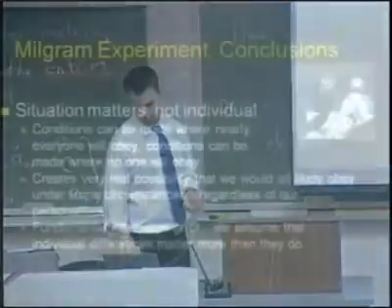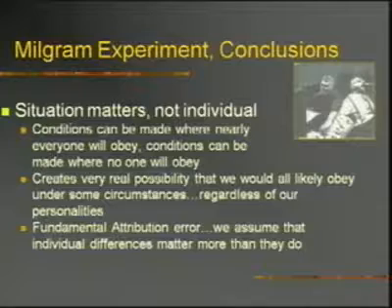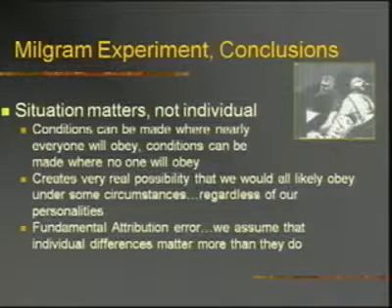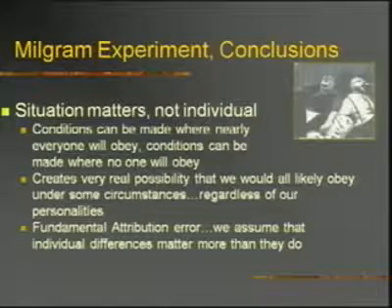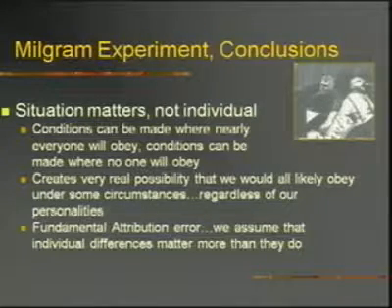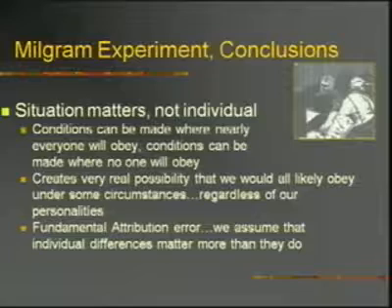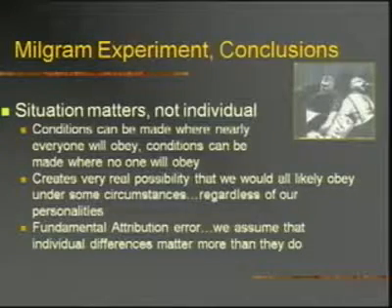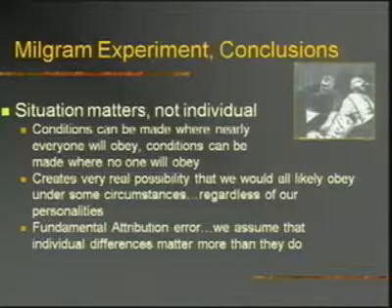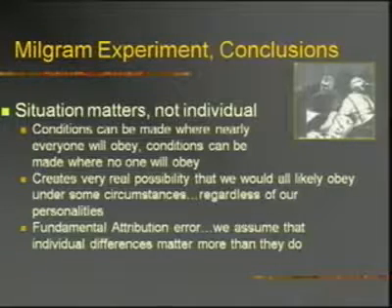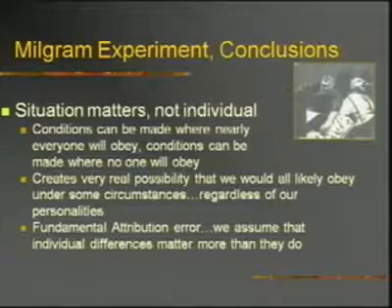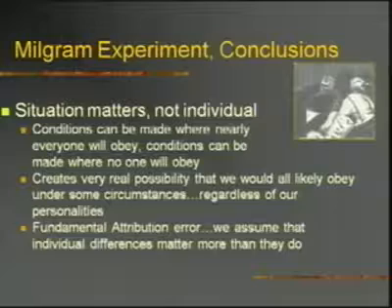Okay. Another big conclusion. This is a big, big conclusion that we're going to hammer over and over in this class. I'll get to you in a second. And it's that the situation matters, not the individual. Okay? You look at the rates of obedience across the different conditions in the Milgram obedience experiment, and you see some pretty big differences, right? So conditions can be made where nearly everyone will obey.